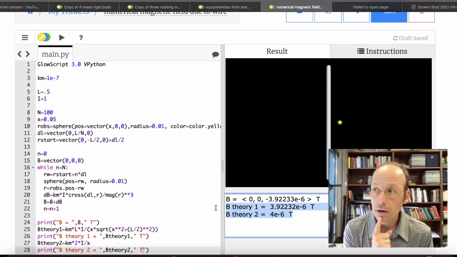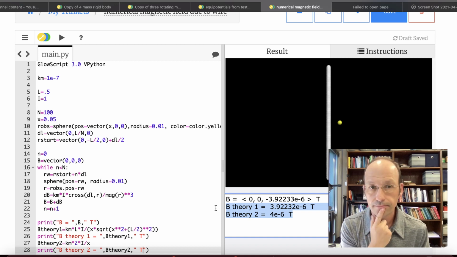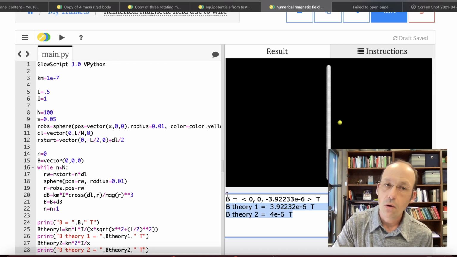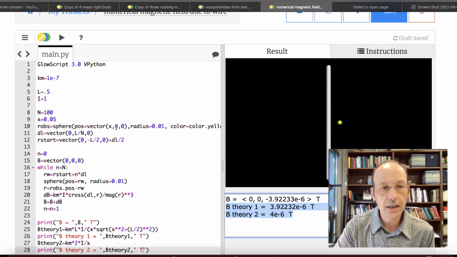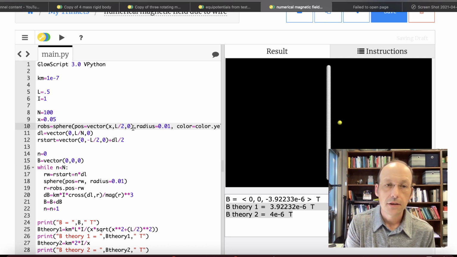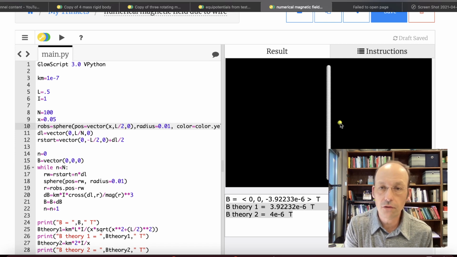Okay, now ready for the magic. Oh, you thought I was done. Oh no, I'm not done. What if I do this? What if I change my observation location to, let's say, L over 2. So now instead of finding the magnetic field right there, I'm going to find the magnetic field up here. Okay, I'm going to run that.